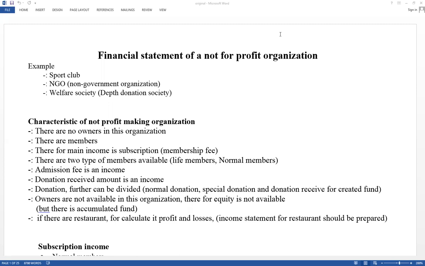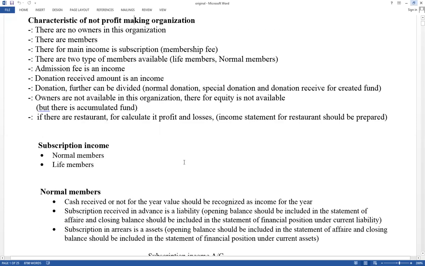Right? Normally, as financial statements, we have to prepare the income statement. It is called income and expense account. Income statement, as well as cash account, normal cash accounts, as well as statement of financial position. And if a canteen or restaurant is given, its profit and loss should be calculated separately. Therefore, you have to prepare a separate income statement for restaurants also. Those are the things we have to prepare as financial statements.